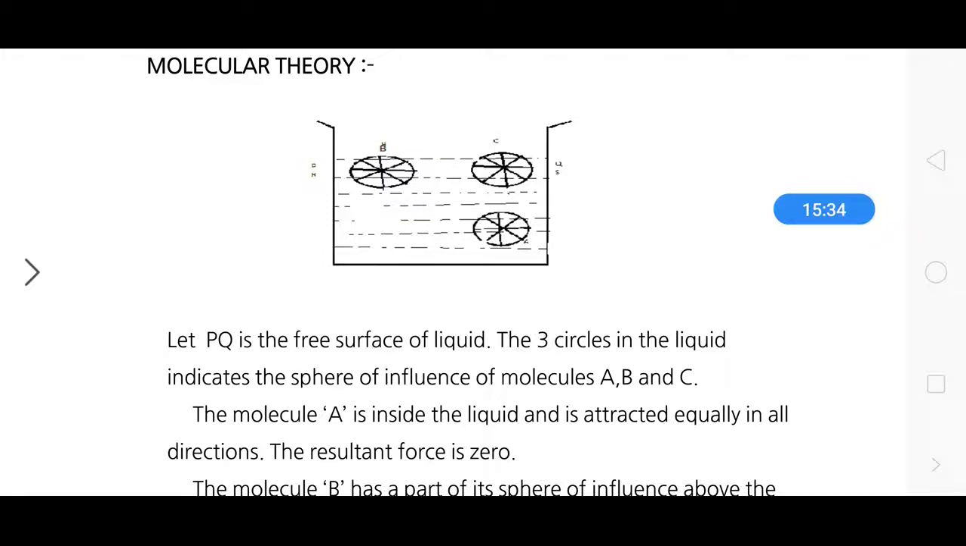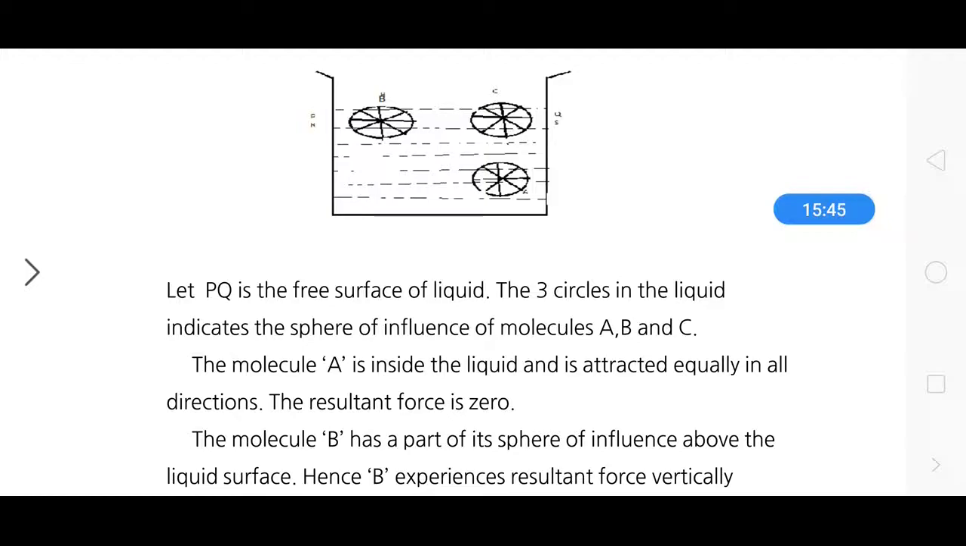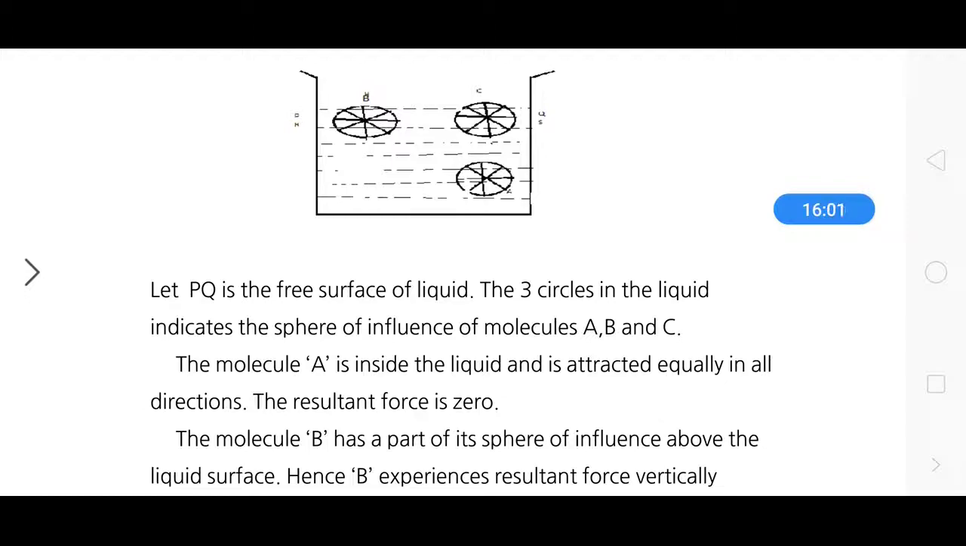And what are the positions of A, B, C here? A is completely inside the water. For B, some part of the sphere is above the liquid surface, and the remaining part is inside the liquid. Whereas for C, half of the sphere of influence is above the liquid surface, and the remaining half is below the liquid surface. So these are the positions. A is completely inside, for B only a small portion is above the liquid surface, and for C half of the portion is above.